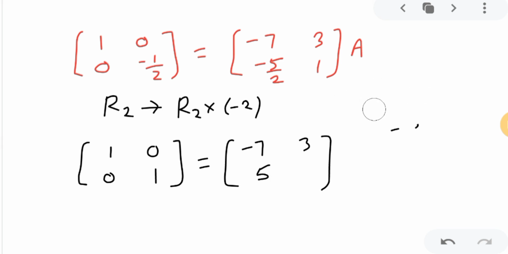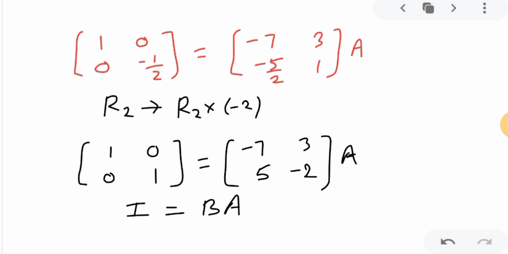So this minus 5 upon 2 after the operation will become 5, correct. And this 1 will become 1 into minus 2. So 1 into minus 2 means minus 2. So this will become minus 2, correct. And A is A only. So on the left side, if you see, this is nothing but the identity matrix. It means on the left side I got I, and on the right side this is nothing but B. I am giving it the name B, and this is A.